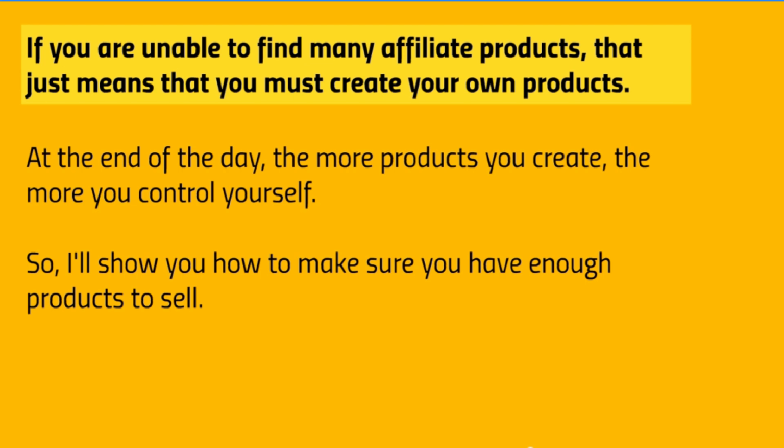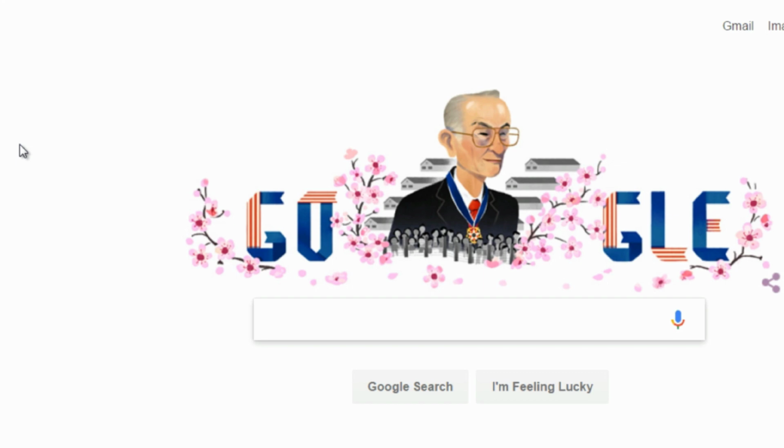So what I want to do now is just head on over to Google. I'm going to show you real quick how to find products that you can sell if it's an affiliate product, or if you want a private label rights shortcut. So this is going to be a quick and easy exercise.